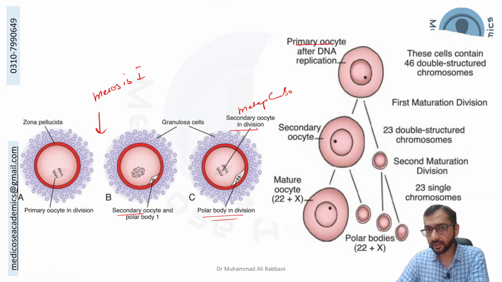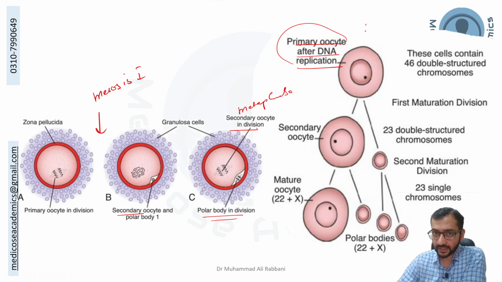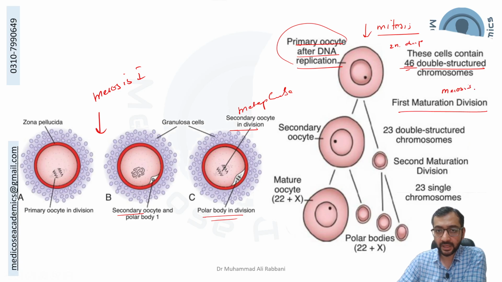This is the picture we did before in the previous lecture. Primary oocyte, the one that is formed by mitosis, it is diploid. In interphase it becomes diploid, double structured, duplicated, and then it goes through first meiotic division, meiosis 1, and this ends up as secondary oocyte, and it is haploid and double structured, that is duplicated.